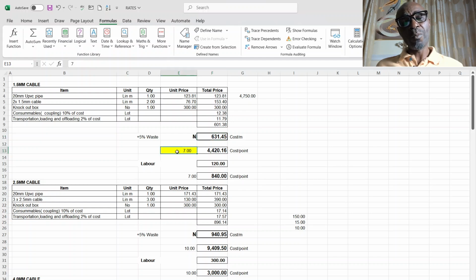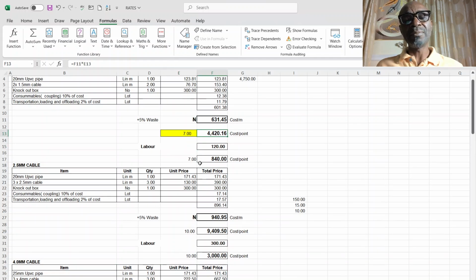Then we'll go back. We'll discuss how I came to the cost of 4,402 per point. And why is this 7 meters here? It is me multiplying this cost per meter by 7 meters that gives me the cost per point. The same thing with this 120 cost per meter for labor, multiplied by 7, gives me the cost of 840 per point for labor.